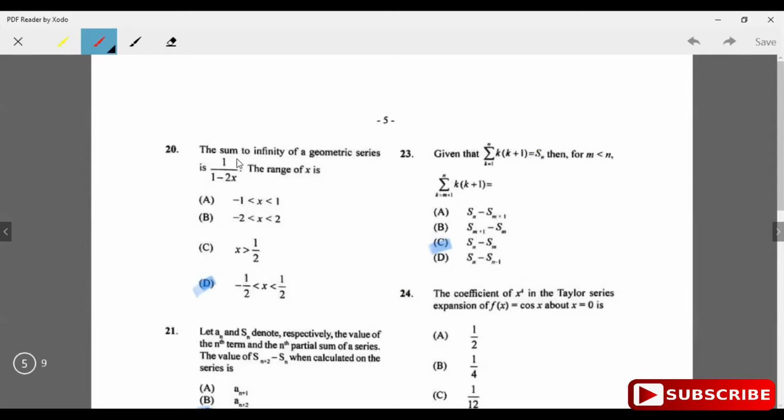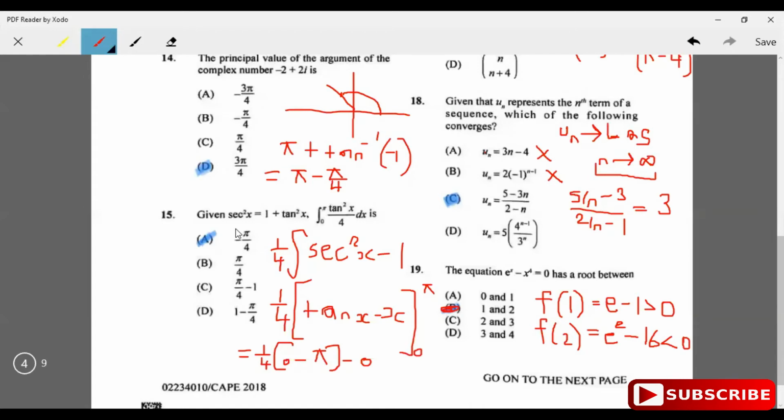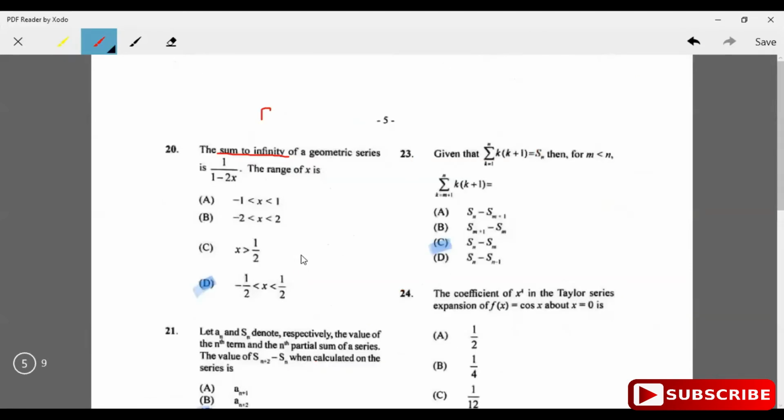Question 20. It says that the sum to infinity of a geometric series is 1 over 1 minus 2x. First, 18 is cat and 19 is bat. Now for question 20, when you want the sum to infinity of a geometric series, the sum to infinity only occurs when the common ratio r is between 1 and minus 1.